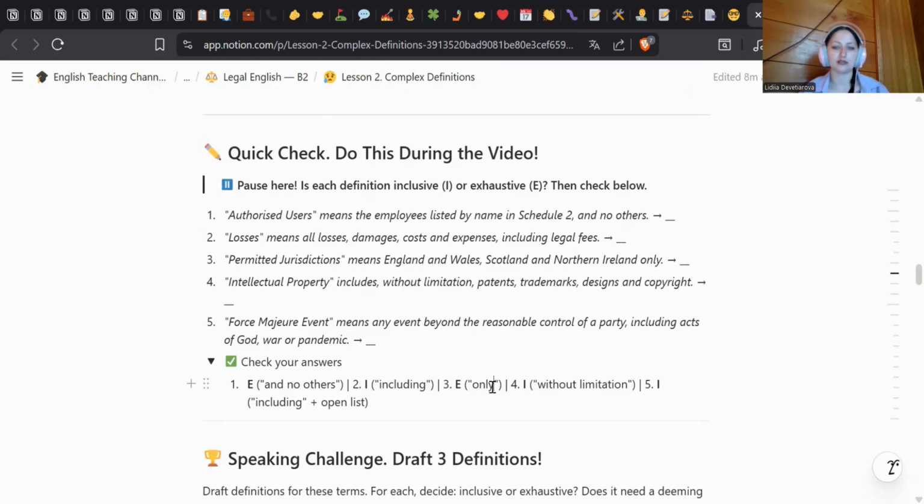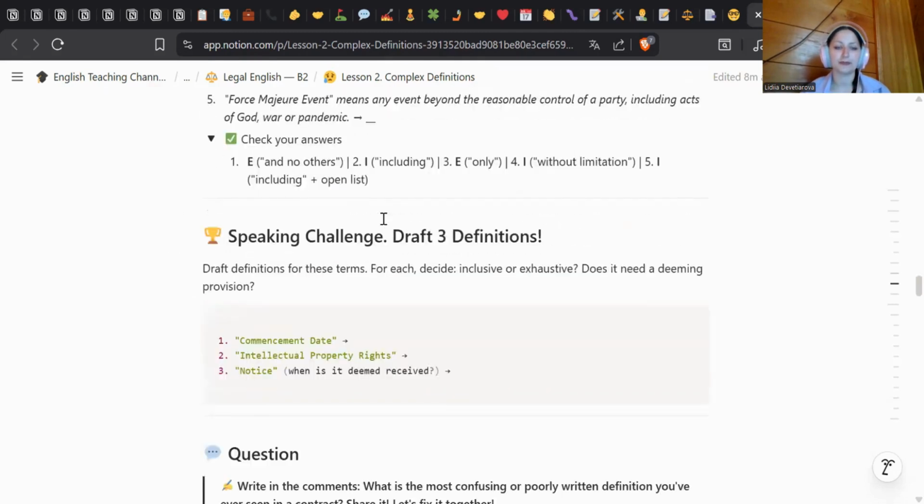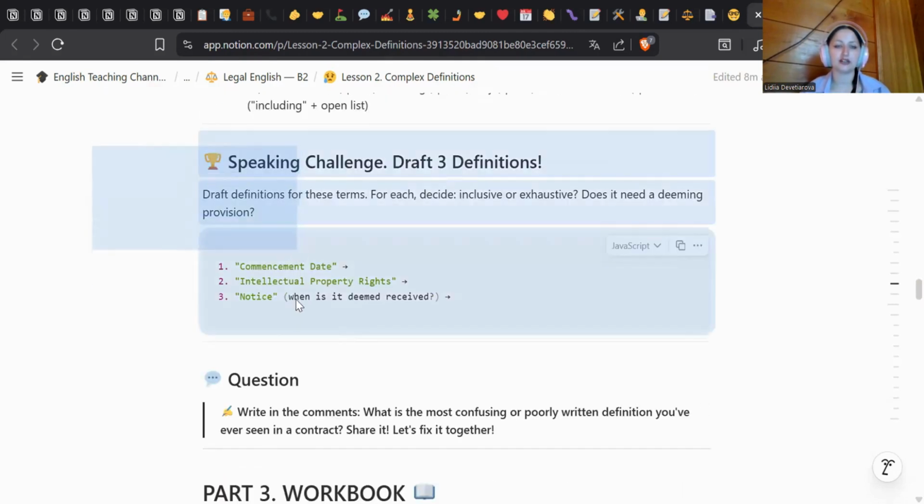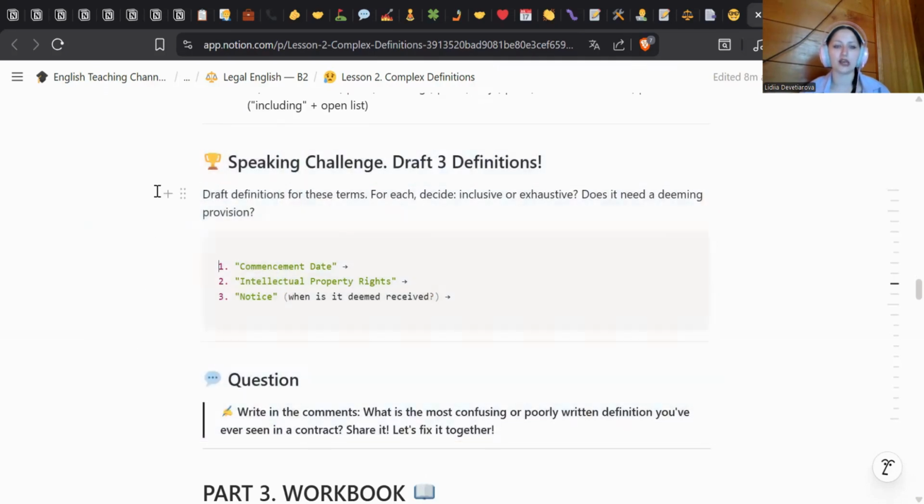Only, that's exhaustive. Intellectual property includes, without limitation, patents, trademarks, designs, and copyright. Without limitation, inclusive. Force majeure event means any event beyond the reasonable control of a party, including acts of God, war, or pandemic. Including, that's an open list. So that is inclusive.